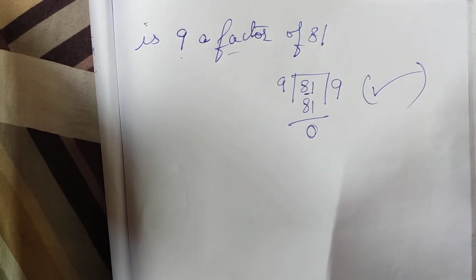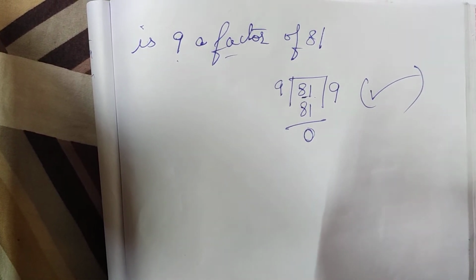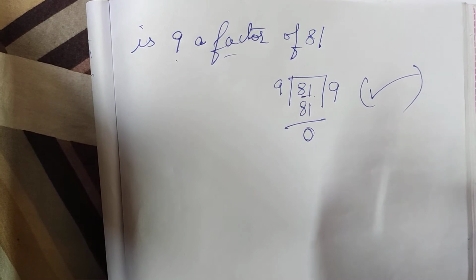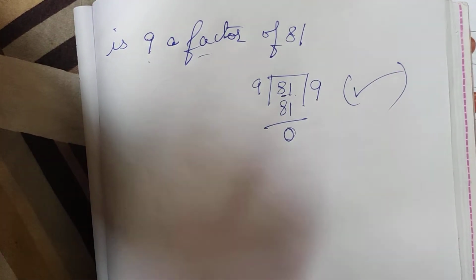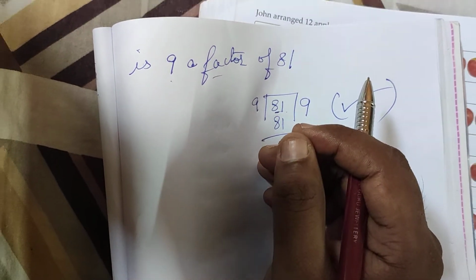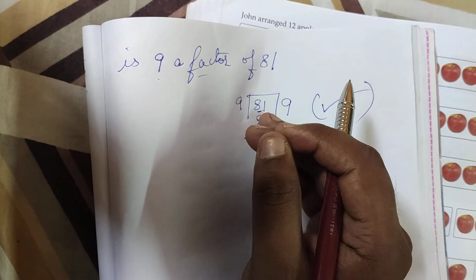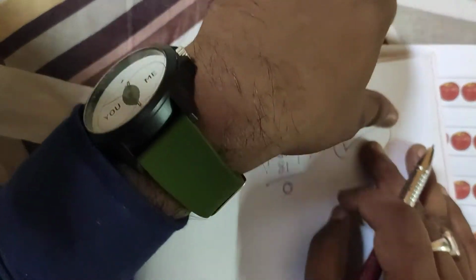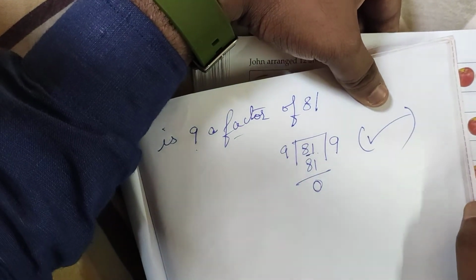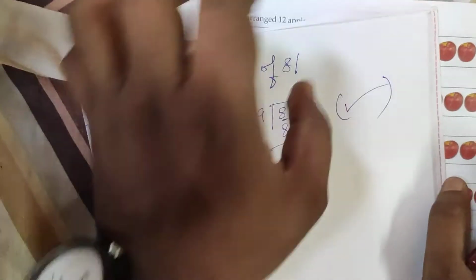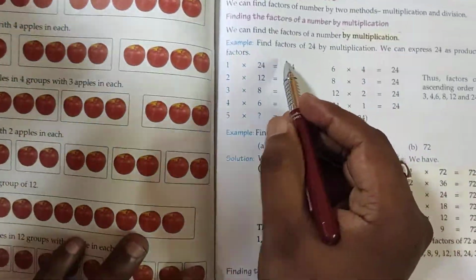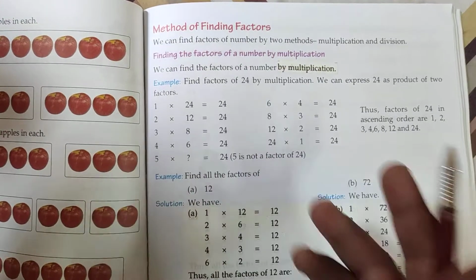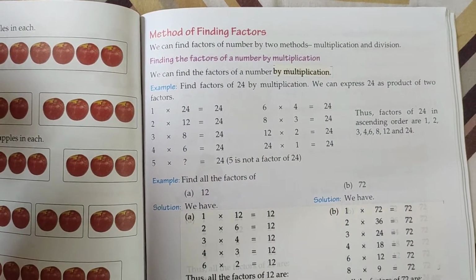We can find the factors of a number by two methods, multiplication and division. So let's try multiplication first. Here they have given an example: find the factors of 24 by the multiplication method.